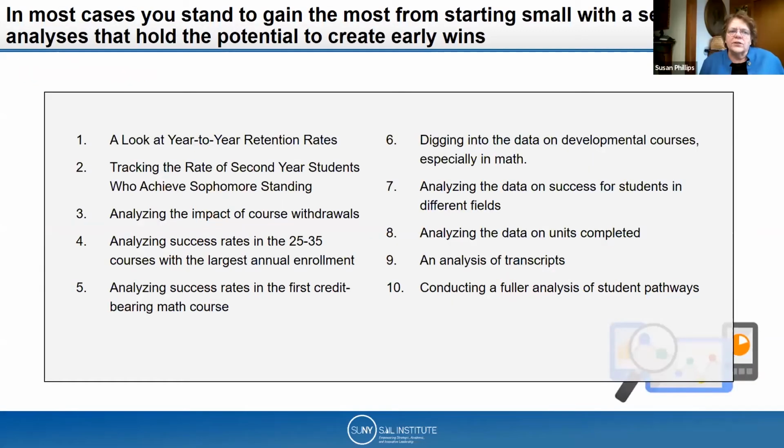So some of the questions that programs and campuses ask are these. Who do we retain from year to year? How do we track the rate of second-year students who achieve sophomore standing? What happens when a student withdraws from a course or gets a D or an F? What's the next thing that happens? What's the average success rate in the 25 to 35 courses with the largest annual enrollment? That's something that your campus is probably going to ask. Your departments may not ask that. What's the success rate in the first credit-bearing math course, and for whom is it successful?